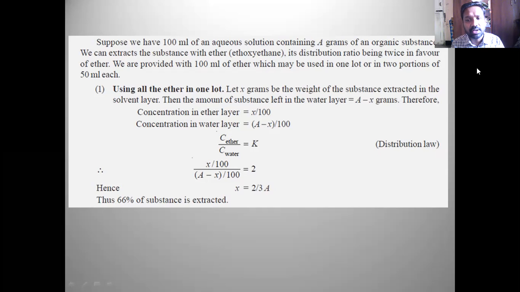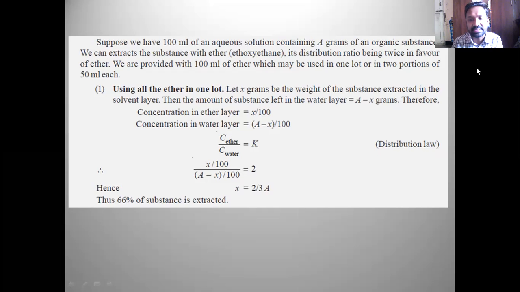Out of that 8 gram, if you shake and allow it to settle, do you think the entire 8 gram will go into the ether? No, a fraction will go into the ether. How much of that goes into the ether depends on the distribution constant. If the K value is higher, more amount will go into the ether. If the K value is lower, a smaller amount will go into the ether. But definitely in any case, the entire A will not go into the ether.